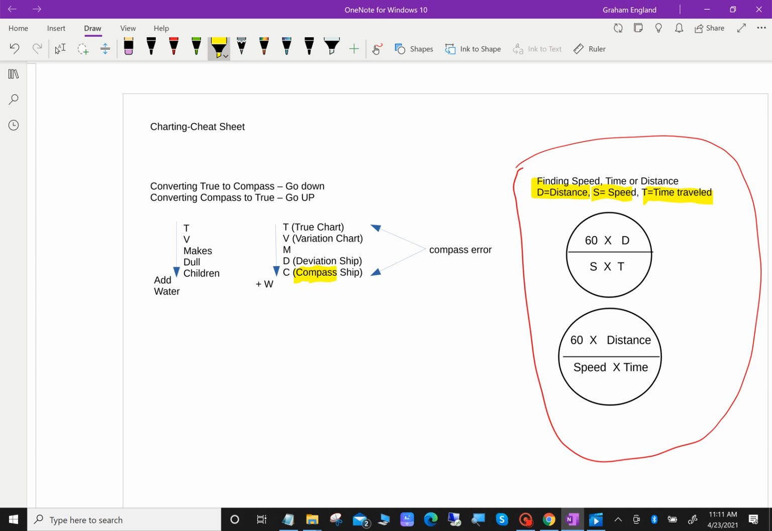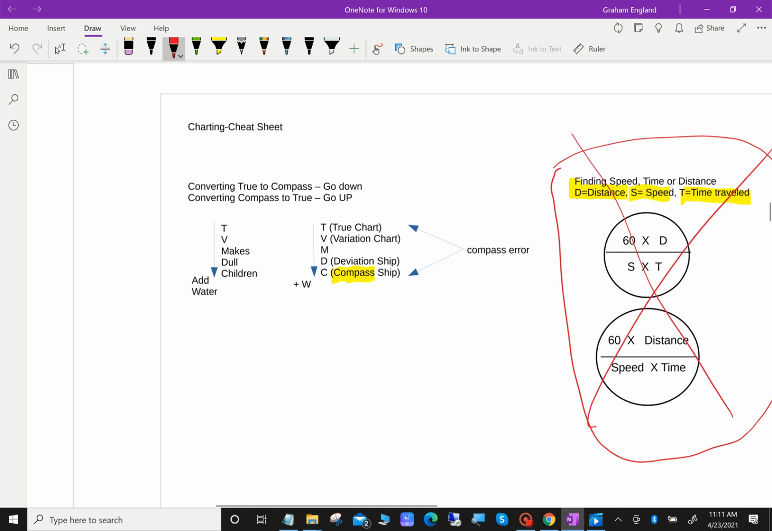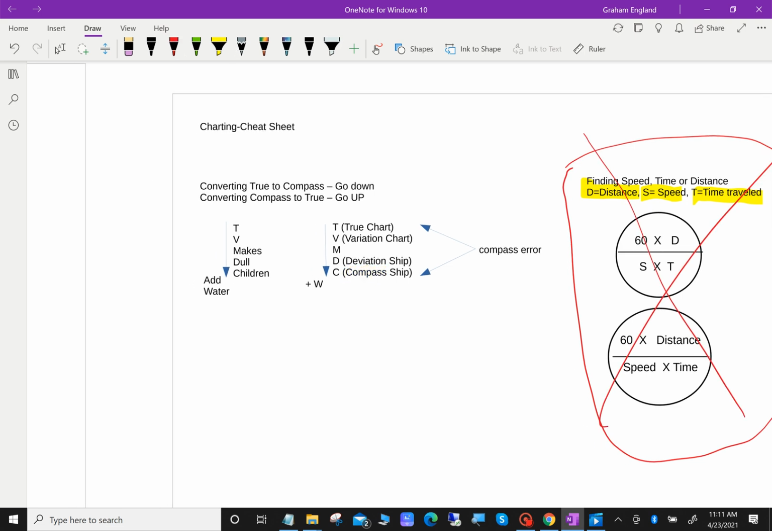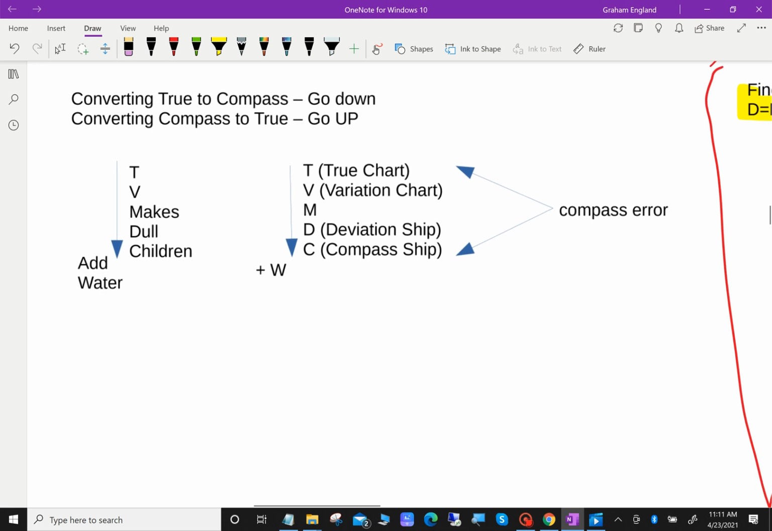TV makes dull children add water. So you look at your cheat sheet and you say, okay, I don't need this one. I just need this one. And hopefully you've taken your cheat sheet and you've made sure you got all the information on it. So you have TV makes dull children add water, right? And you wrote down TVMDC for TV makes dull children. Instead of adding water, you put the plus symbol for water.